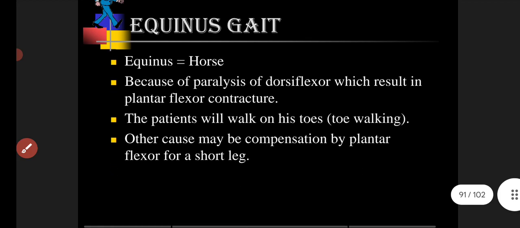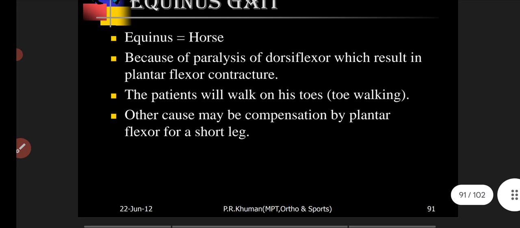Now the equinus case. Equinus means horse. Because of paralysis of the dorsiflexor, which results in plantar flexor contracture, the patient will walk on his toes. The patient will only walk on his toes. In the equinus case, when the patient walks on his toes, that is the equinus position, horse position. Another cause may be compensation by plantar flexion for a short leg.